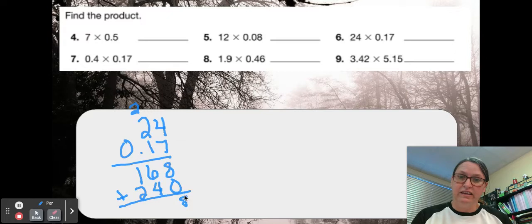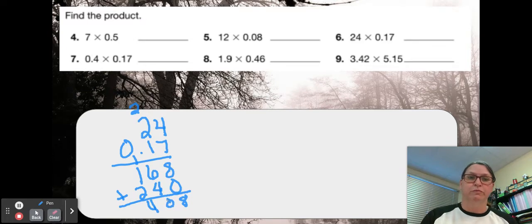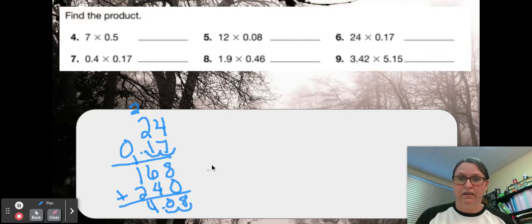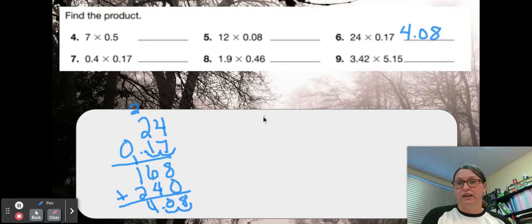8 plus 0 is 8. 6 plus 4 is 10. 2 plus 1 is 4. Now, my last step is I need to move my decimal over. So I'm going to go 1, 2 places here. So my answer would be 4.08. Let's look at number 7.